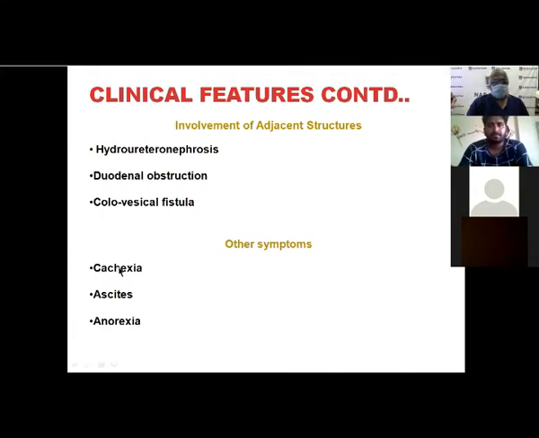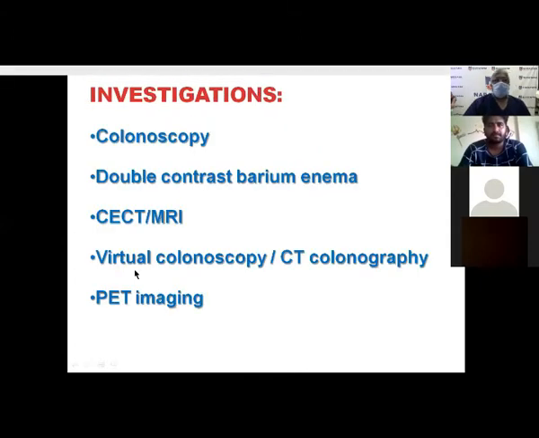The other symptoms are cachexia, ascites, and anorexia. Ascites is a bad sign. That means there is a carcinomatosis peritonei. Anorexia is due to malignancy. Cachexia is again due to advanced malignancy.